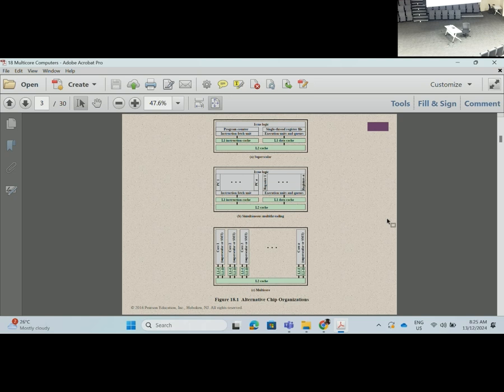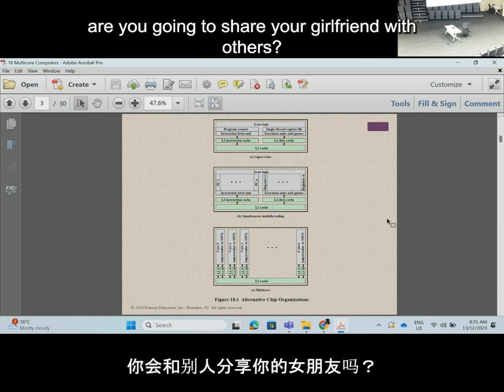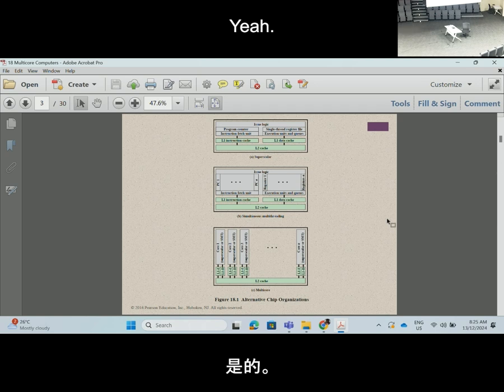What's your name? If you have a girlfriend, are you going to share your girlfriend with others? No, right? Yeah. What's your name?